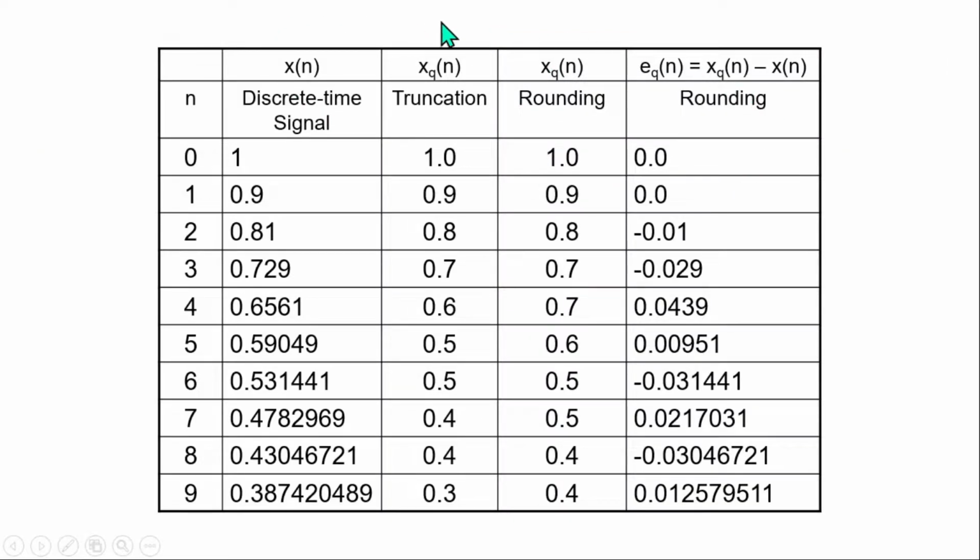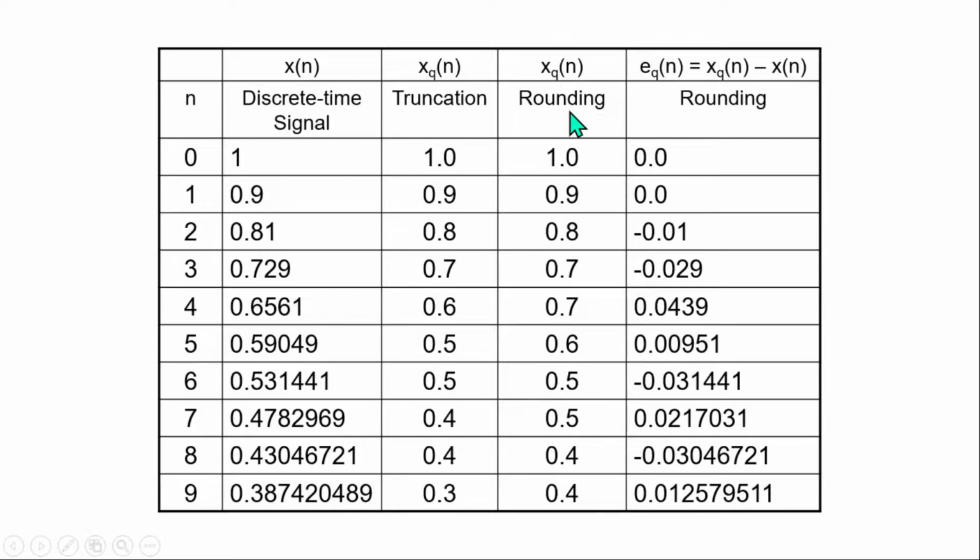This is the tabulated result. The values of the discrete time signal and the quantized values are determined for n from 0 to 9. In truncation, the amount in excess of the discrete value is cut off. For example, at n equals 3, x of n is equal to 0.729. It is above the discrete level value of 0.7. The excess of 0.029 is then cut off.